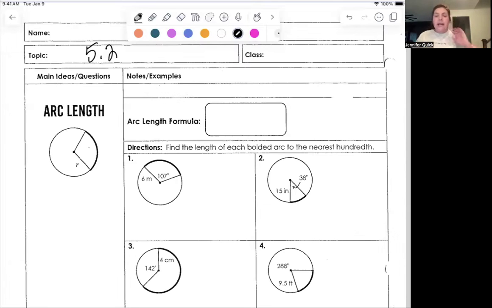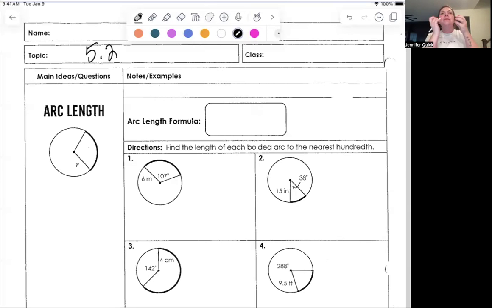Okay, today's video is discussing this concept of arc length. So we talked about in 5.1 arc measure. So don't you love math? Yay, yay, yay. Where the length of something is not necessarily the measure of something.